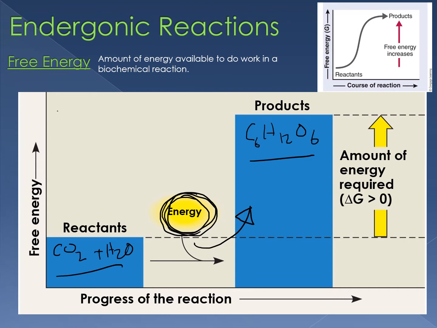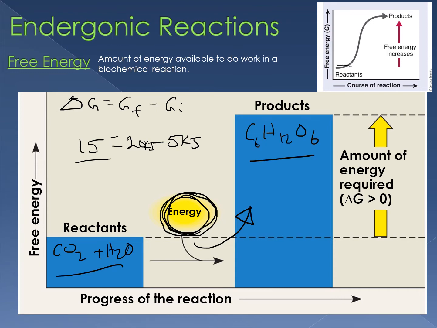So again, delta G equals G final minus G initial. The initial reactants are going to have very little energy. We'll say 5 kilojoules. And the final products have a lot, say 20 kilojoules. I'm making these numbers up. 20 minus 5 is 15. Positive value for delta G. There's more free energy available to do work.